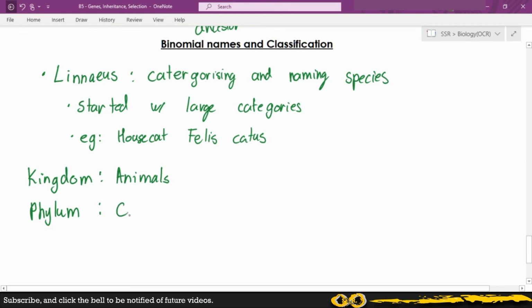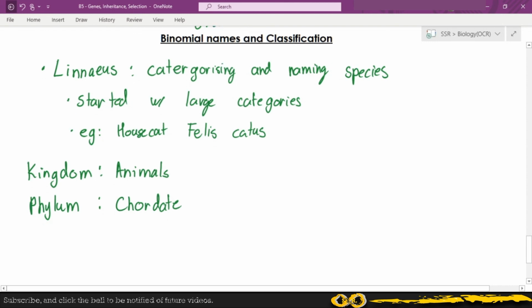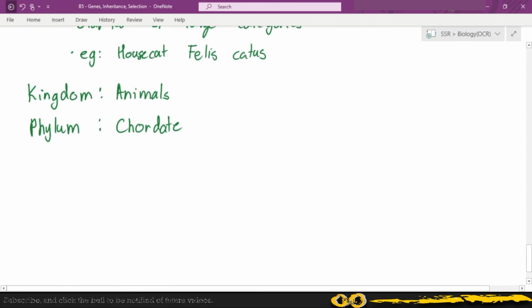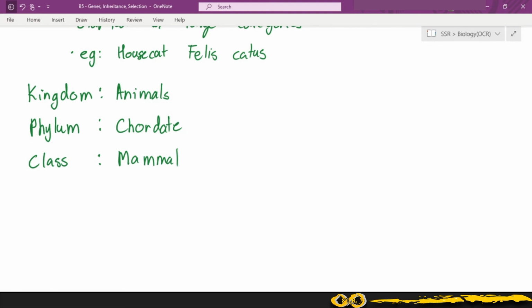And so the cat is a chordate, meaning that it actually has a spinal cord. And now we look at all the animals that have spinal cords, and we need a new subdivision. So the new subdivision is going to be the class. And here it's going to be a mammal, because cats fall into the category of mammals. And now within mammals, we need to have another group. So we're going to have a group of animals that eat meat. And so this is going to be the order, and these are going to be the carnivores.